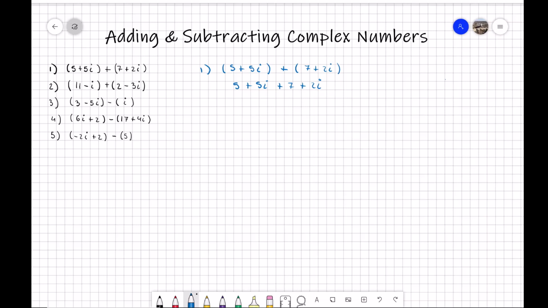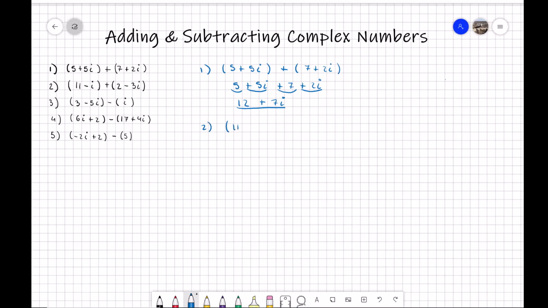So you add the real numbers with the real numbers, which are 5 and 7, and you end up with 12. Then you add the imaginary numbers with the imaginary numbers, 5i and 2i, so you end up with 12 + 7i. And that's all. For number 2, the same thing, as if it was an equation.